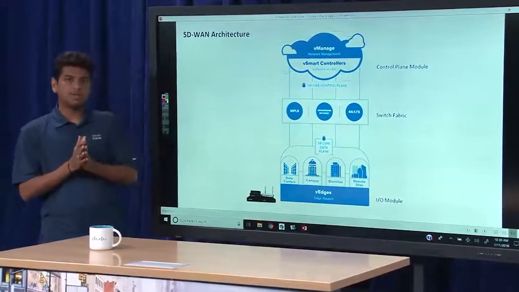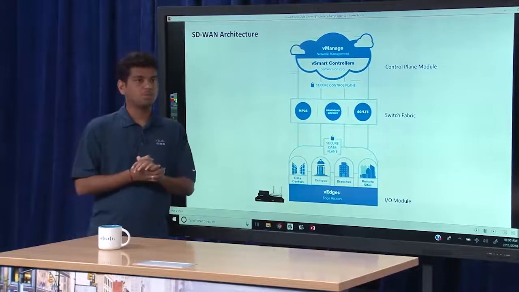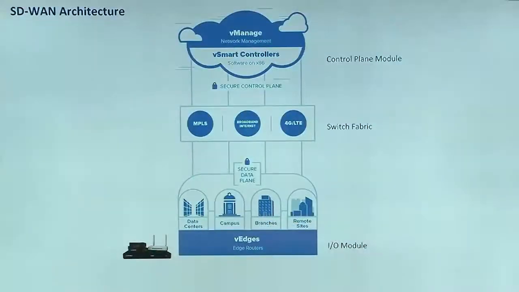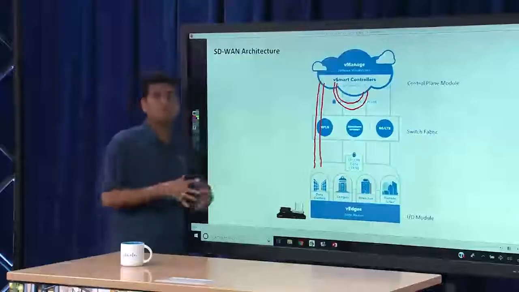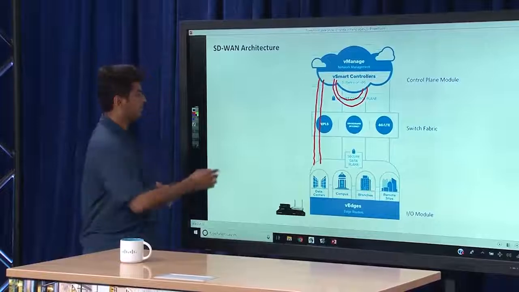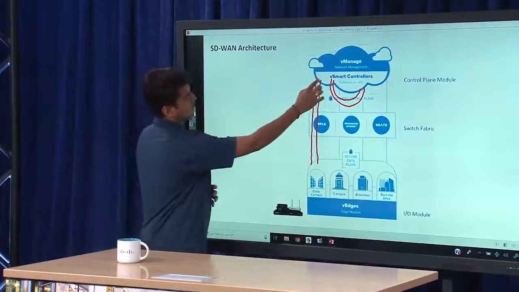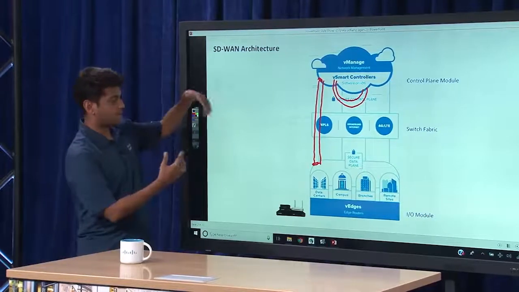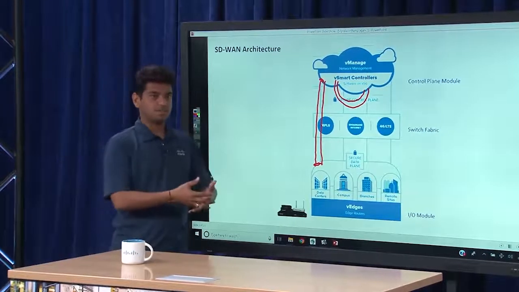So where does OMP, the overlay management protocol, come into the picture in the SD-WAN solution? It comes into the picture between a vEdge and a vSmart, and between vSmarts themselves. How does OMP come up, or what are the endpoints for an OMP session to come up? So as we know, the control connection between a vSmart and a vEdge comes up at the very first instance.